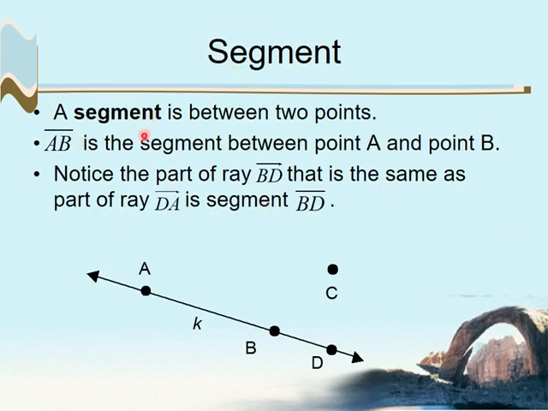Segment. A segment is between 2 points. AB is the segment between point A and point B. Notice the part of ray BD that is the same as part of ray DA is segment BD. BD is also a segment.